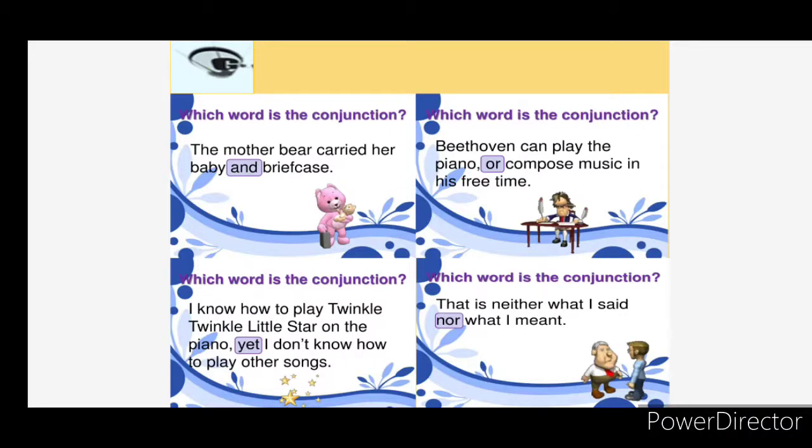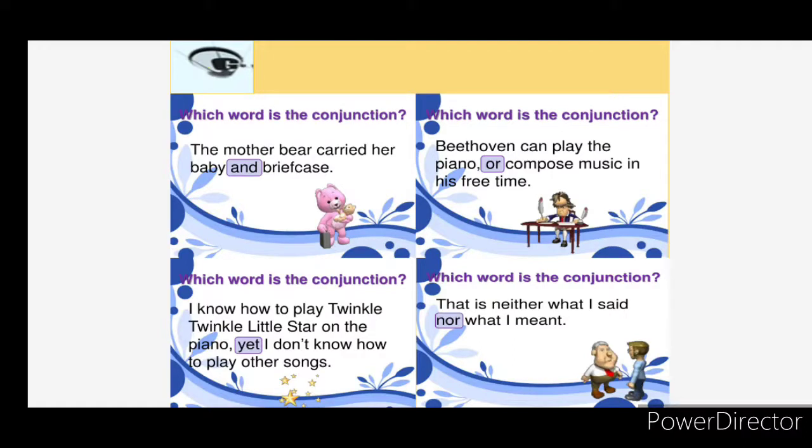Now if you see these sentences, which word is the conjunction? The mother bear carried her baby and briefcase. Yes, we all know that here and is used as a conjunction. And which conjunction is this? Yes, it is a coordinating conjunction because it is joining two words. We are just adding onto something.